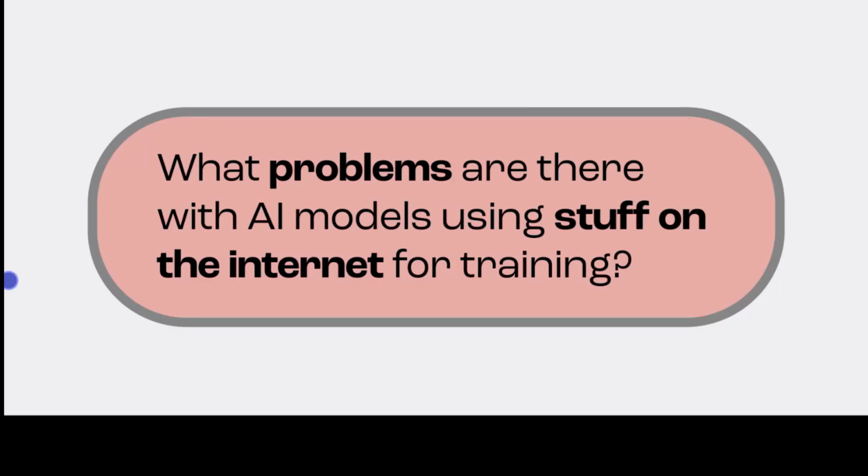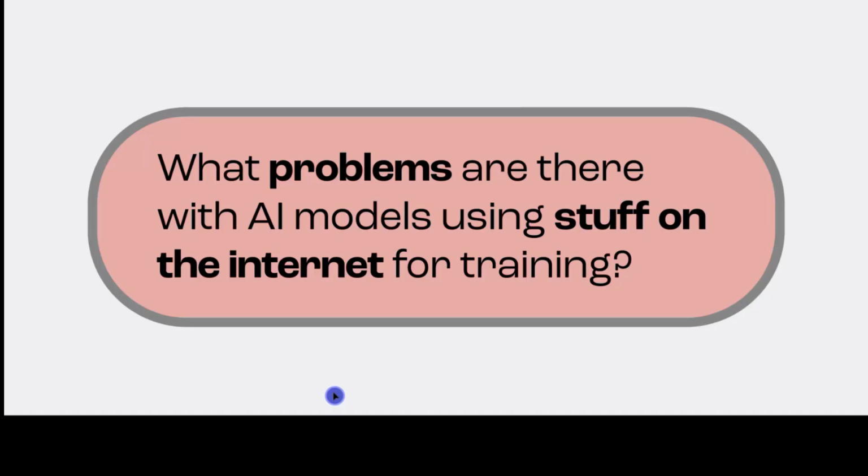All right, so in the chat, if you could put, just thinking, in the news or things that you've talked with colleagues about, what are some problems that there are with AI models using stuff that it found on the internet for training?